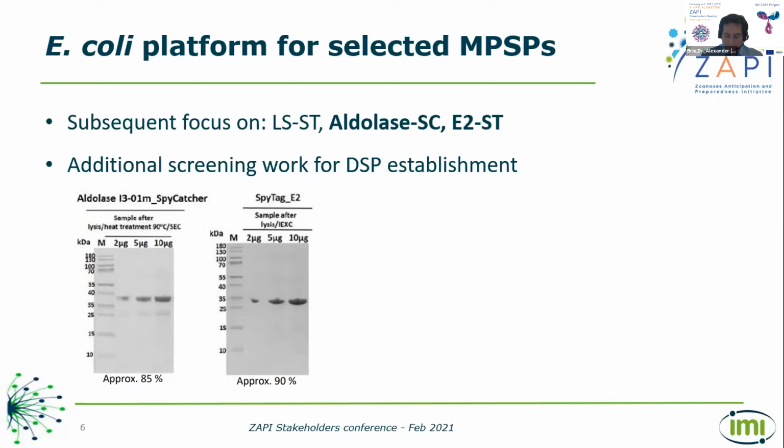As a rough start already, let's say, E. coli production, basic induction, and then the downstream comprised of lysis, the heat treatment, and the size exclusion chromatography for the aldolase, still to be improved. But this was the start, and for the SpyTag E2, basically we had an ion exchange chromatography developed at this time for the downstream process. Next slide, please.